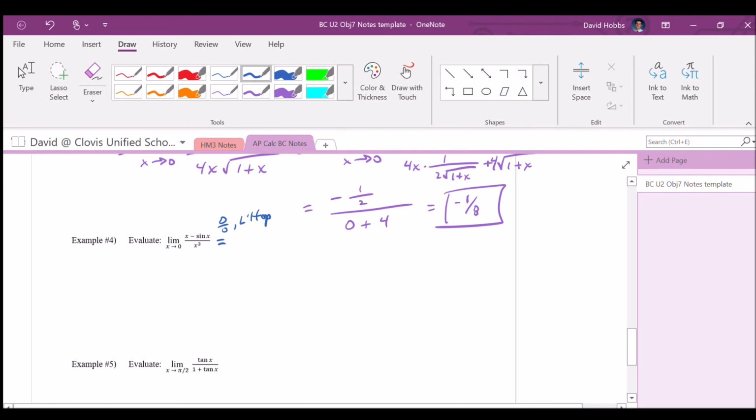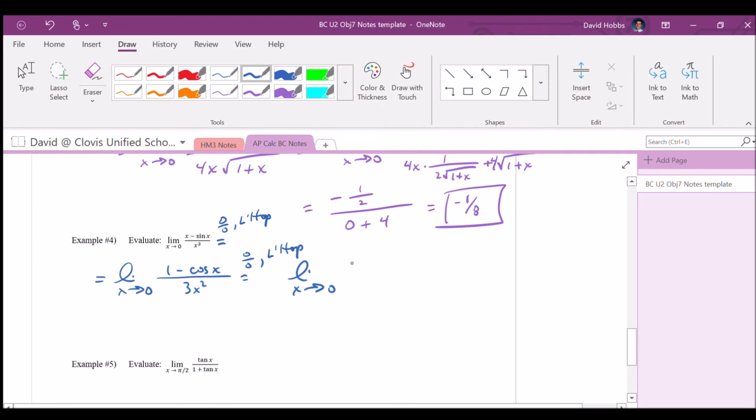But I don't really have space there, so I'm going to go down here. So limit as x goes to 0. My denominator is 3x squared. My numerator is 1 minus cosine x. And so I'm still getting 0 in my denominator, so I'm checking my numerator. 1 minus cosine of 0, that's 1 minus 1. That is 0 over 0 again. So I get to apply L'Hopital's rule again.